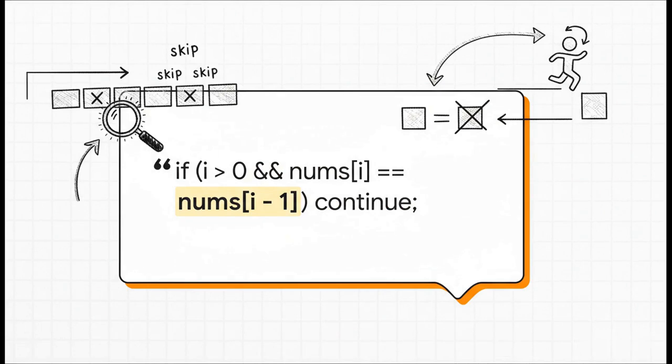And this slide, this is literally the code that does it. This is the first layer of protection. It just says, hey, if we're not at the very start and the current number we're looking at for i is the same as the last one we just checked, don't bother. Just continue to the next one. This one line saves us from redoing a ton of work.